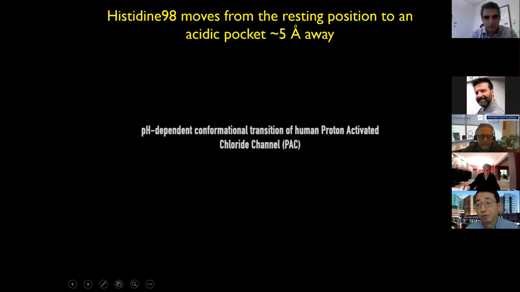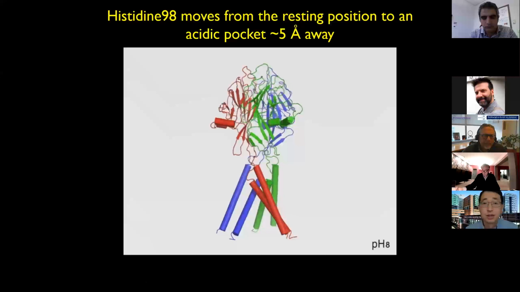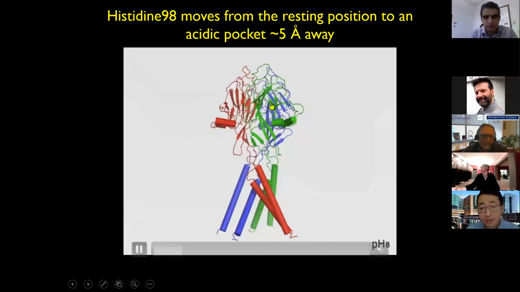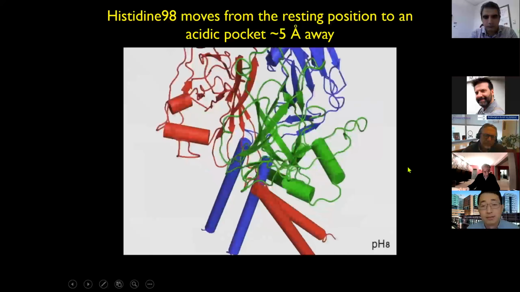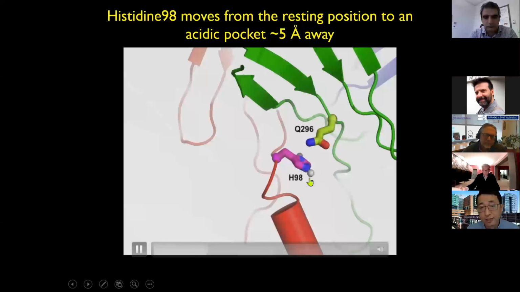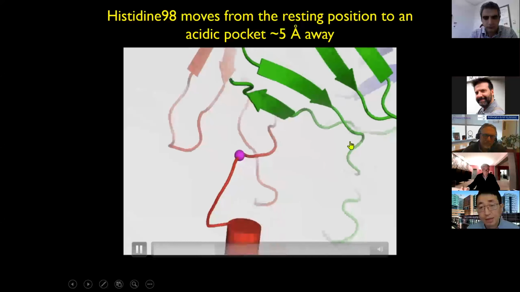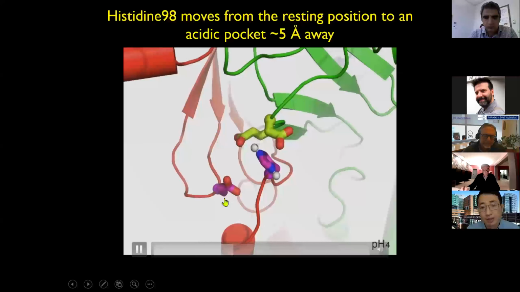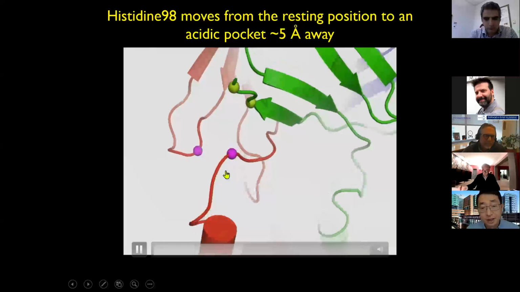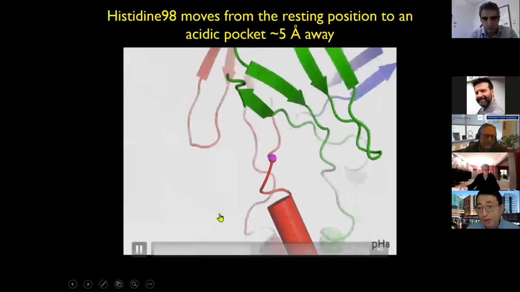Histidine is very good for sensing pH because the pKa is around 6, so it will be protonated when the pH drops. And we found a big movement from a resting position to the acidic pocket, about 5 angstroms away. So again, this is pH 8. This is the top view from the channel, and this is histidine 298. In the resting state, it interacts with this residue, and then it flips over to interact with the acidic pocket, which forms this, and this is the basis of the swing of the TM1 domain.